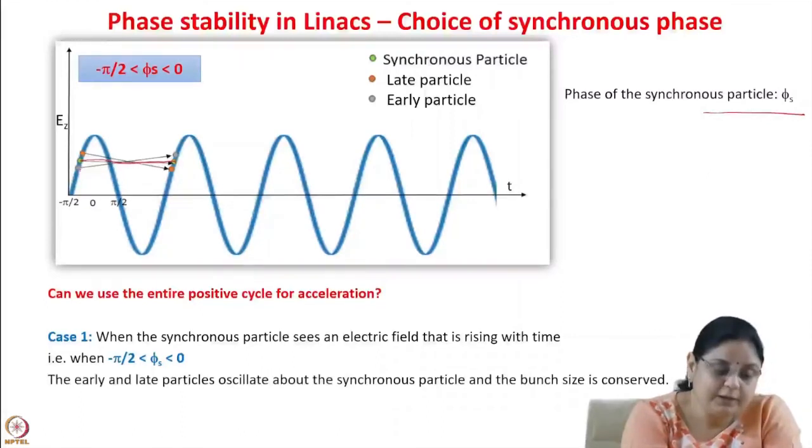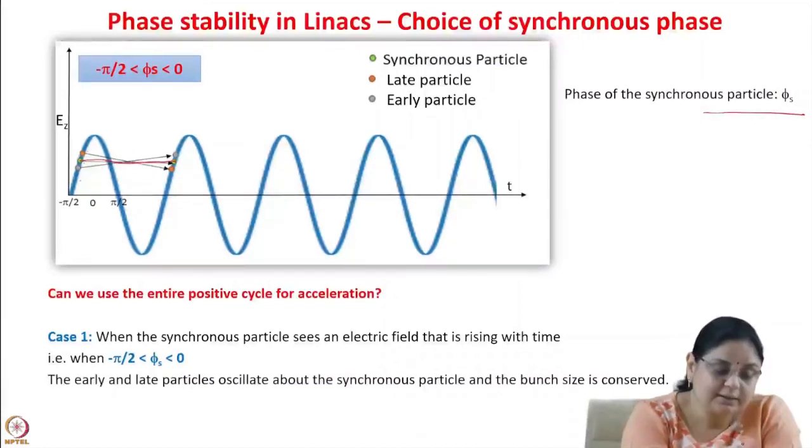It saw a field slightly lower than the synchronous particle, so it has lower energy gain. So it will move slower, and in the next cycle, it will reach later than the synchronous particle. The late particle, on the other hand, sees a field that is higher than the synchronous particle, so it will move faster than the synchronous particle. Since it moves faster, it will reach earlier in the next phase.